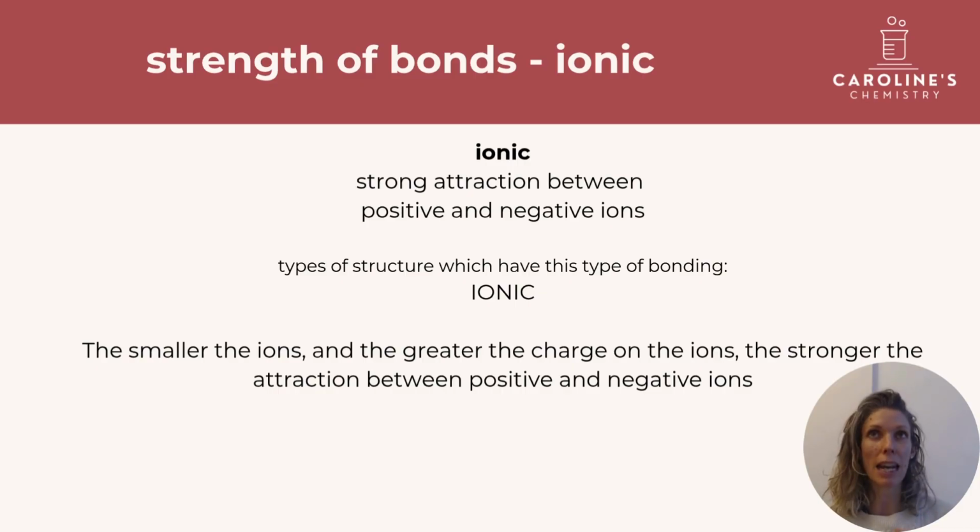Another example could be if you have a sodium ion that is 1+ and an aluminium ion that is 3+. So that aluminium ion that is 3+ is more highly charged, and therefore it will have the greater attraction between the oppositely charged ions, whatever those might be. So the smaller the ion and the greater the charge on the ion, that increases the strength of the ionic bonding.